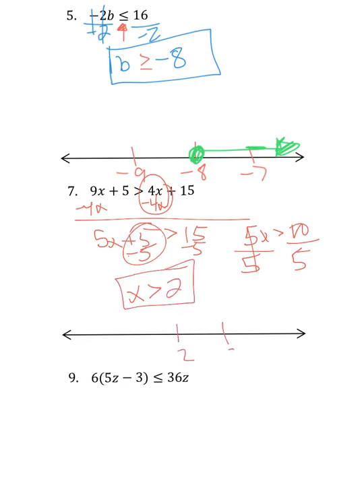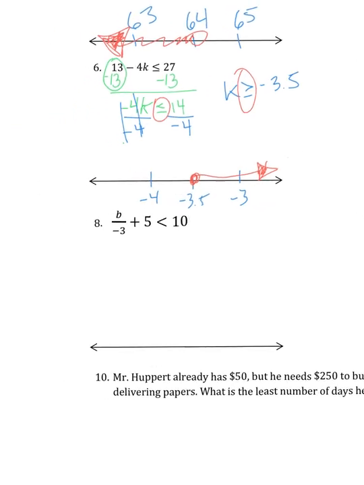2, number next to 2 is 3, and number next to 2 is 1. I want the values greater than it. Now notice in my circle here, I actually left that hollow because I don't have or equals to anymore.